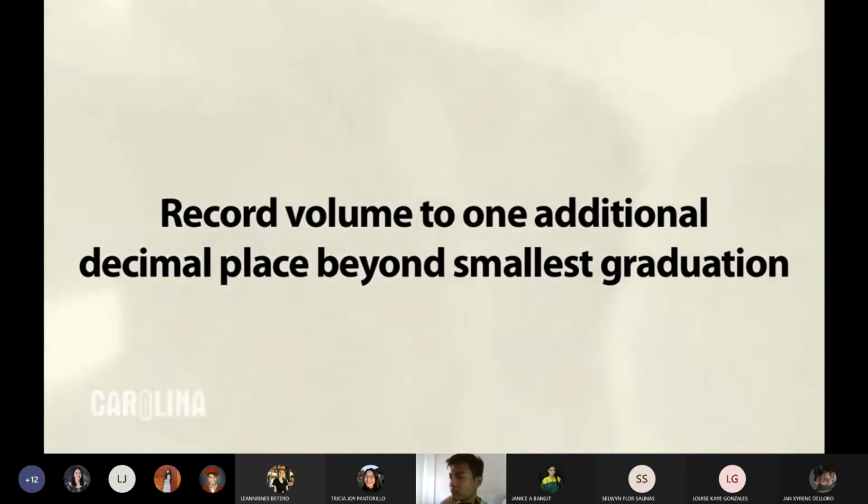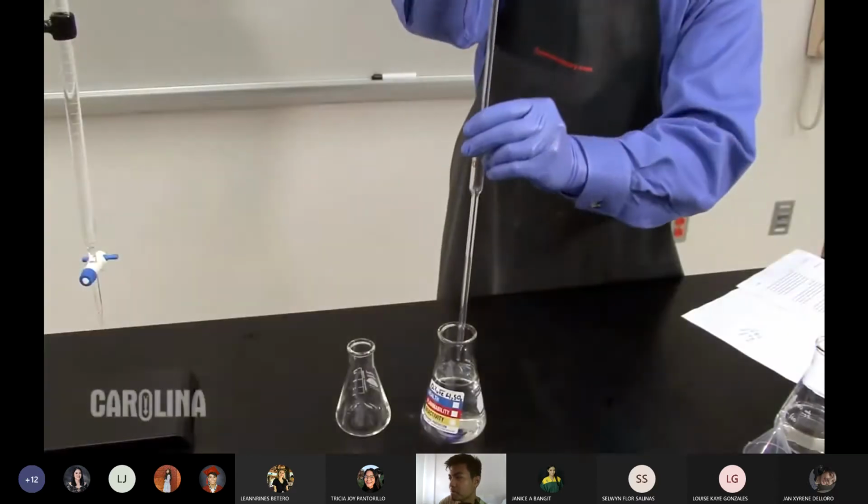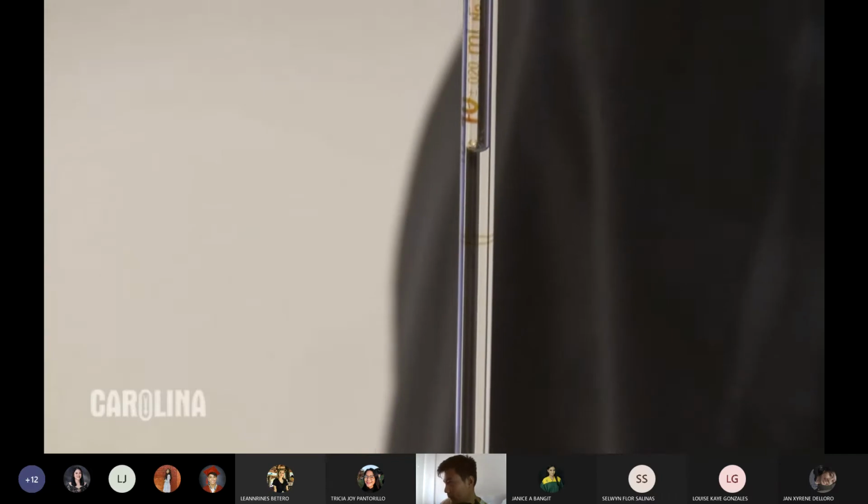With any graduated glassware, record the volume to one additional decimal place beyond the smallest graduation. In this case, record the volume to the nearest hundredth of a milliliter, estimating the final place. Use the volumetric pipette to transfer the analyte to the flask.